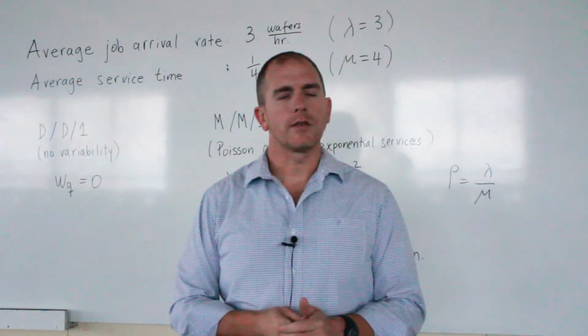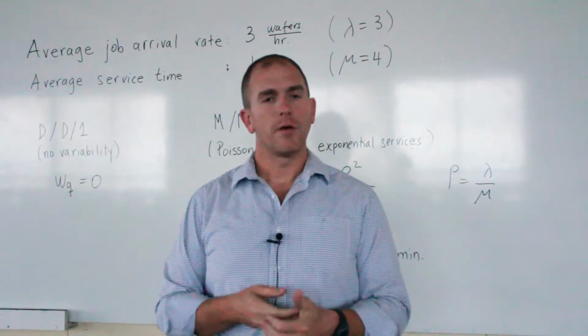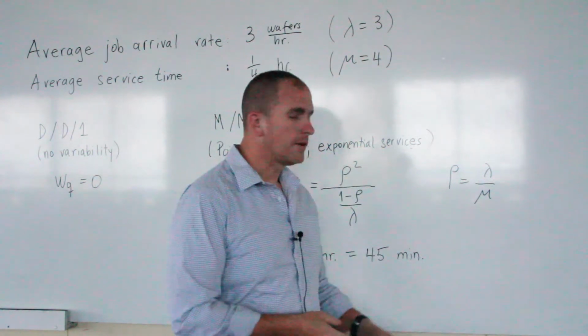So this shows the effect of variability. If we assume there's no variability, the waiting time in the queue is 0. But if we assume that there is variability, then the expected, or average, waiting time in the queue is 45 minutes.